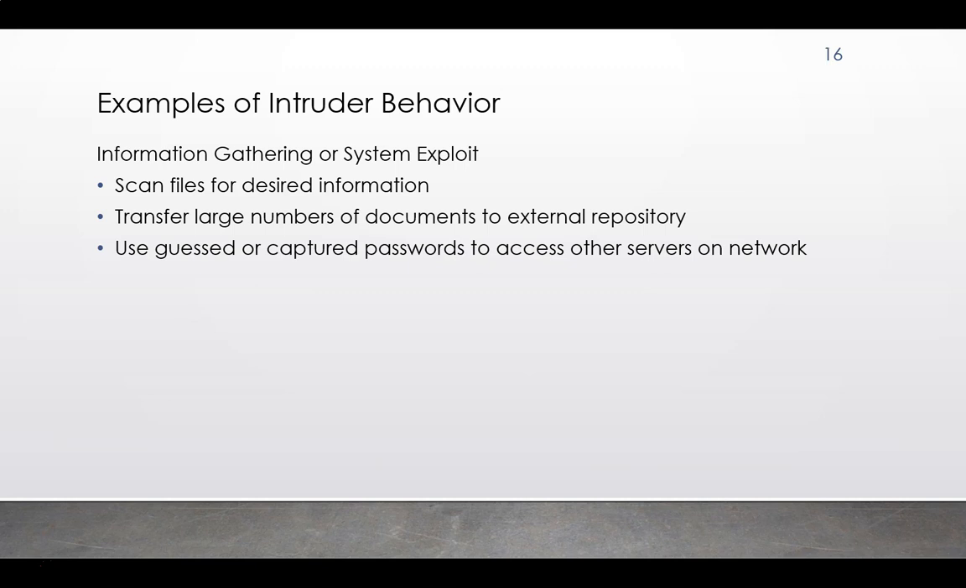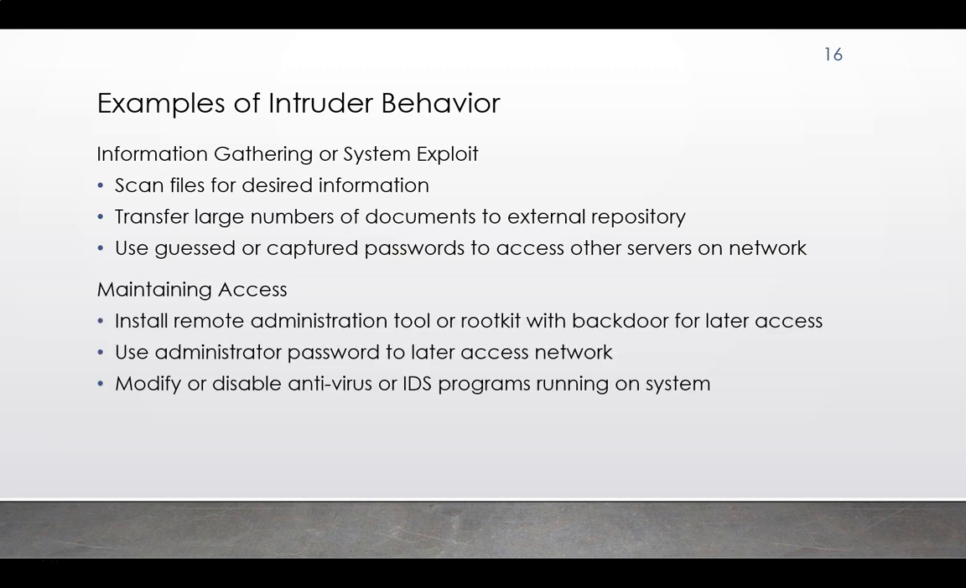In the information gathering and system exploit step, the attacker could scan files for desired information, transfer large numbers of documents to an external repository, and use guessed or captured passwords to access other servers on the network. To sustain access to the system, the attacker could install a remote administration tool or rootkit with a backdoor for later access.